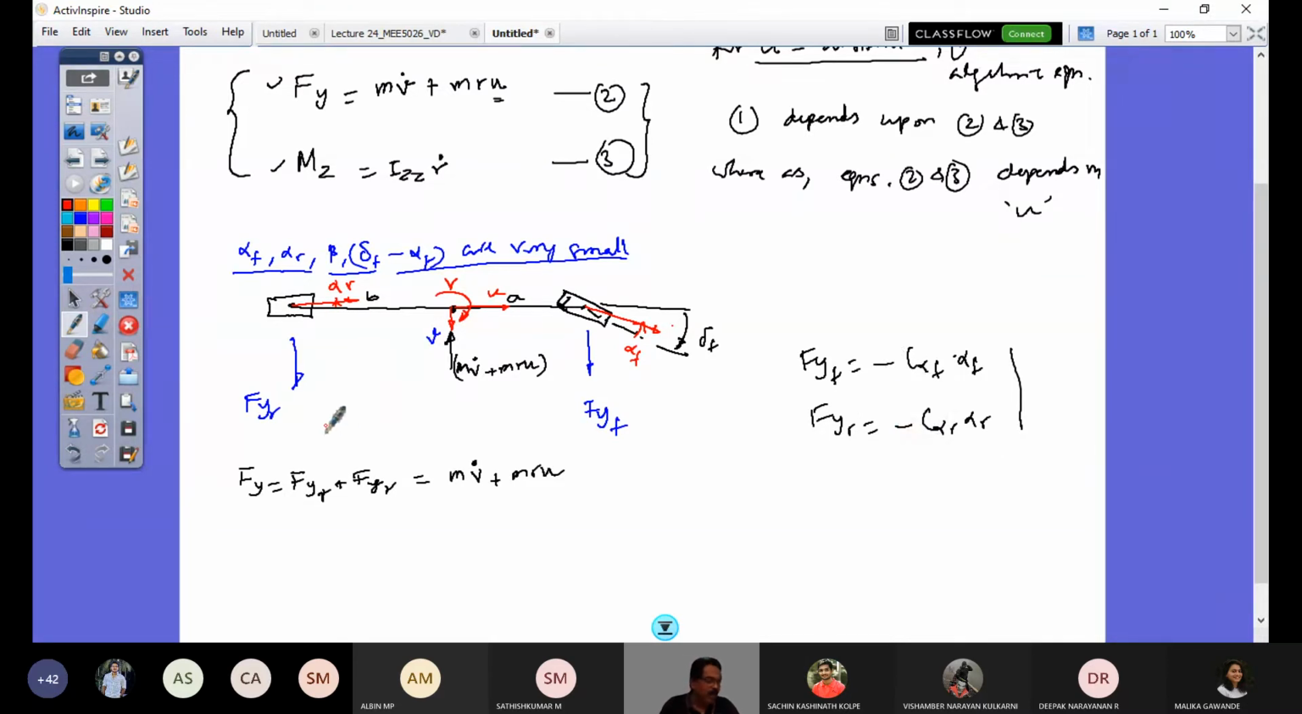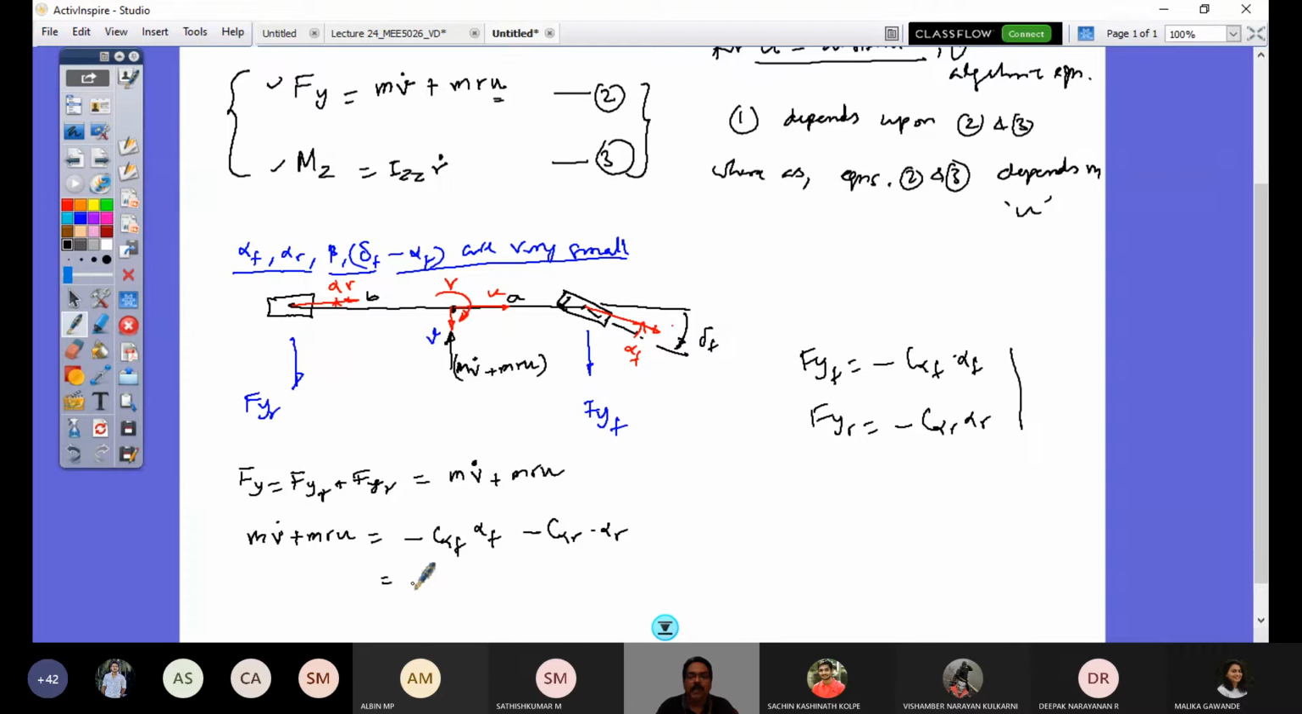So if I take that here, I would have my equation written as mv dot plus mru equals Fy of this, minus C alpha f, minus C alpha r into alpha r. So now alpha f and alpha r from the bicycle model, we have already derived in terms of steering angle and this. So here, how do you get this alpha f angle? So what is the expression of alpha f? So let us substitute that here.